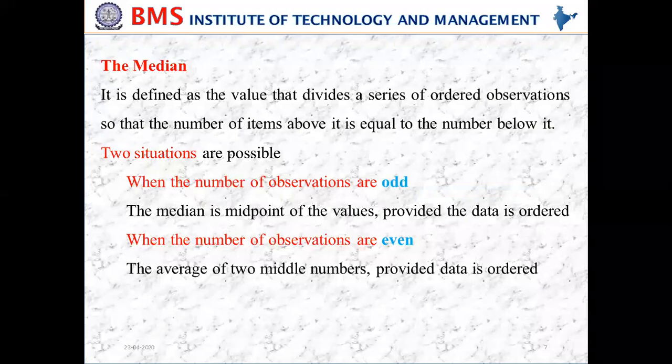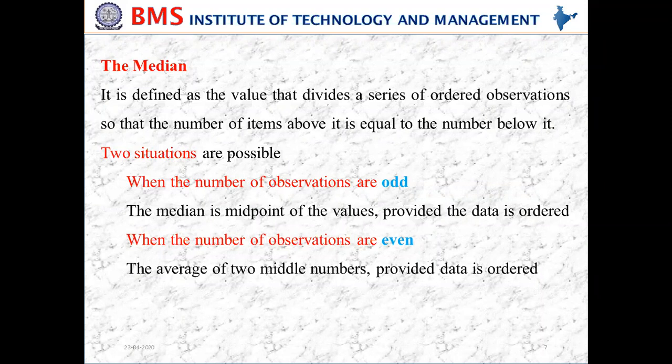So these observations should be kept in an order. Order in the sense it may be an ascending order or it may be a descending order. So the order has to be maintained, and you need to find out if the number of observations is odd or even.